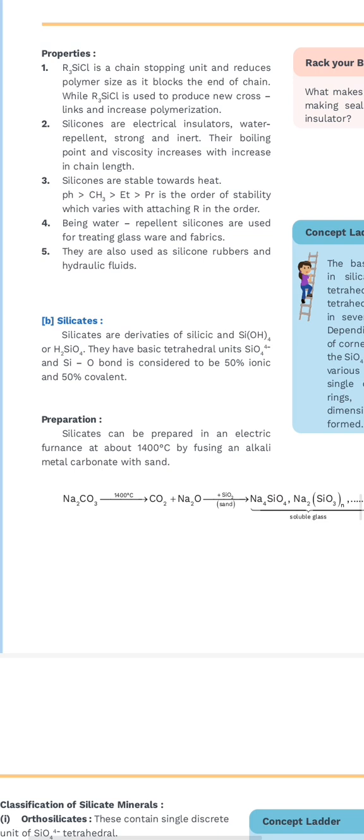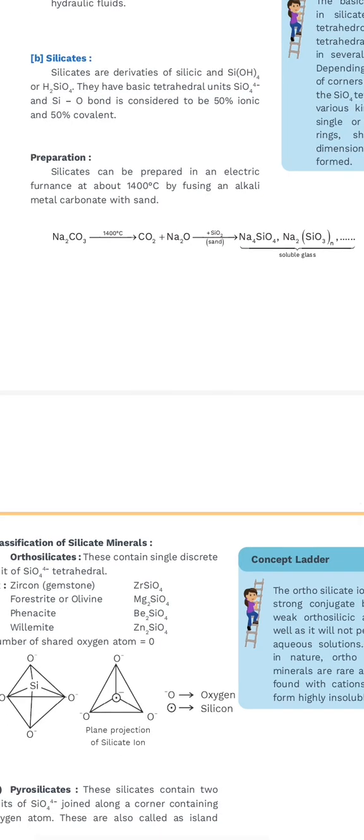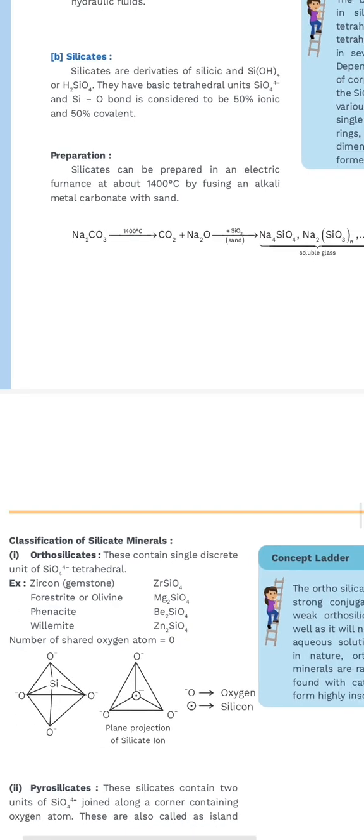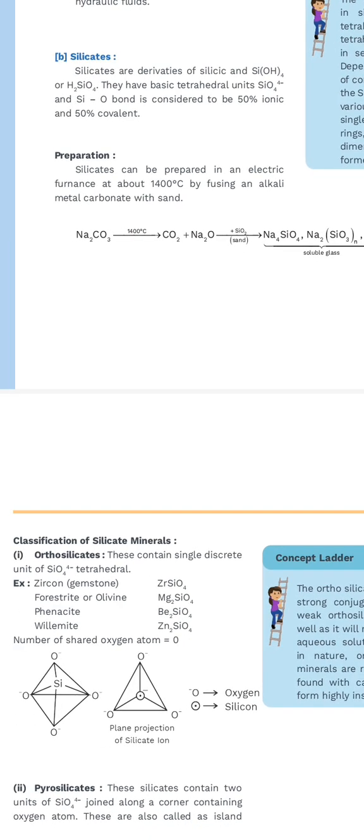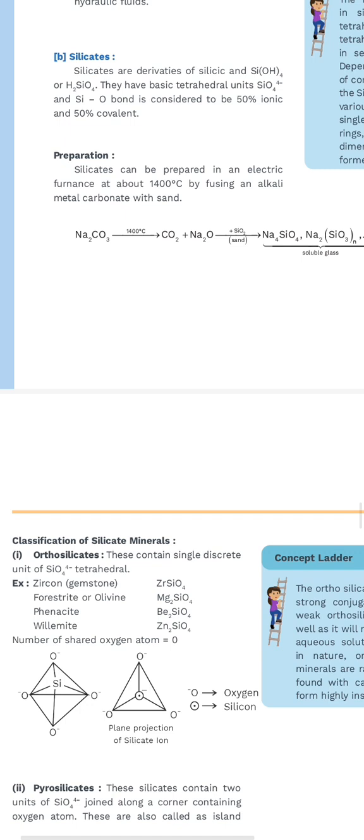Being water repellent, silicones are used for treating glassware and fabrics. They are also used as silicone rubbers and hydraulic fluids. Next is silicates. Silicates are derivatives of silicic acid, Si(OH)4 or H4SiO4.